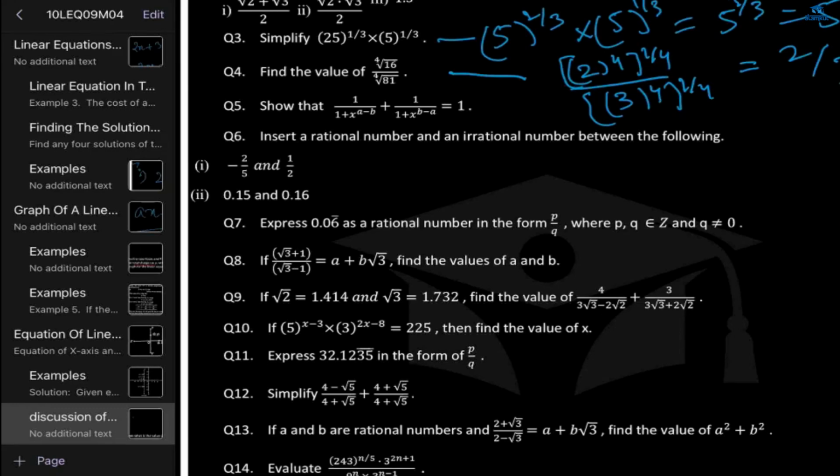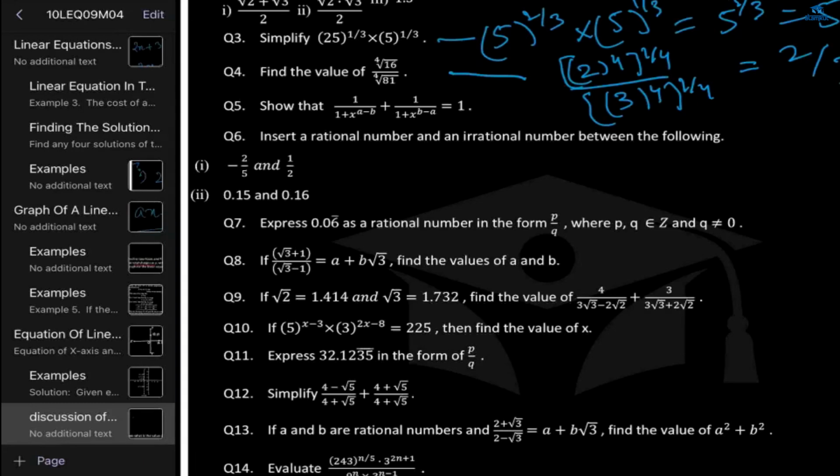Ma'am, in the seventh question, I got 2 by 3. Is that right? Seventh question, what is the answer? Let me check. Seventh, it will be 1 by 15. Okay. See, the two equations that you will form. The first equation will be 10x is equal to 6 bar, okay?